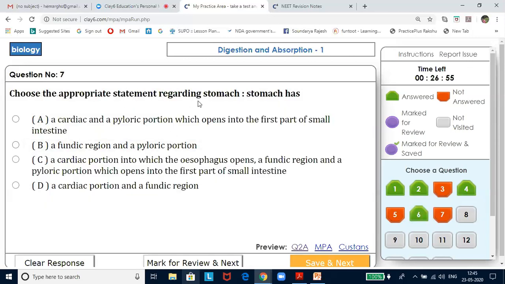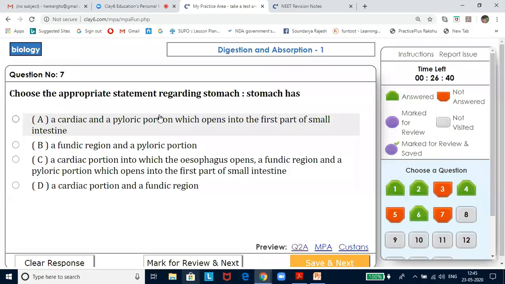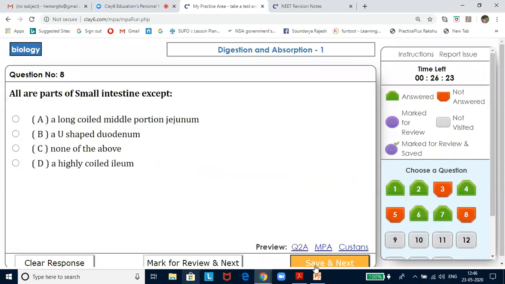Choose the appropriate statement regarding stomach. Stomach has a cardiac and a pyloric portion, a fundic region and a pyloric portion, a cardiac portion into which esophagus opens, a fundic region and a pyloric portion which opens into the first part of the small intestine. So this is completely giving you the description about the stomach. So that is the correct answer.